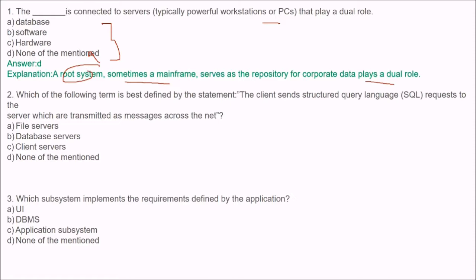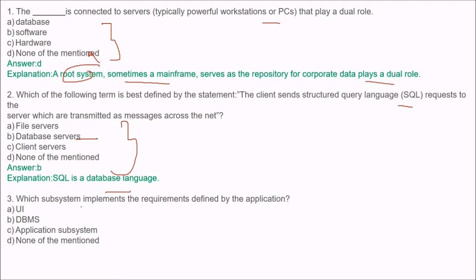Which of the following terms is best defined by the statement: the client sends SQL requests to the server, which are transmitted as messages across the net? What are the options you are going to choose? The answer is database servers. SQL is a database language.